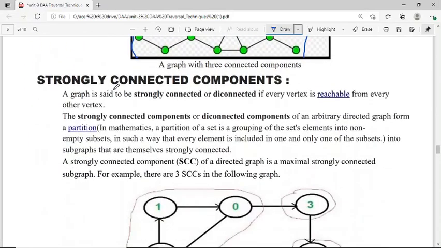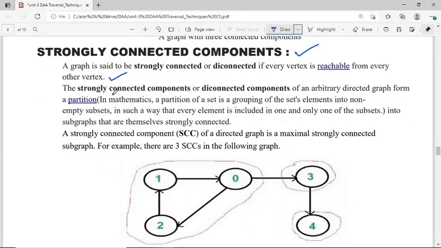Okay. The next point is strongly connected components. What does it mean by strongly connected component and connected component? A graph is said to be strongly connected if every vertex is reachable from every other vertex.